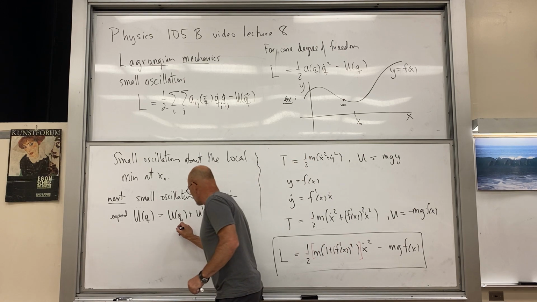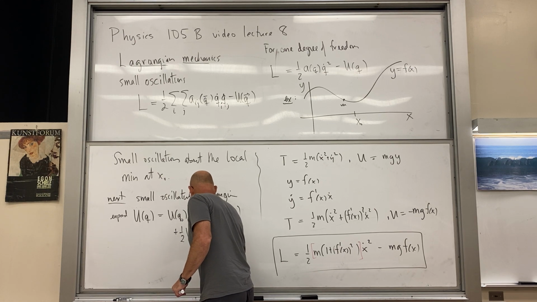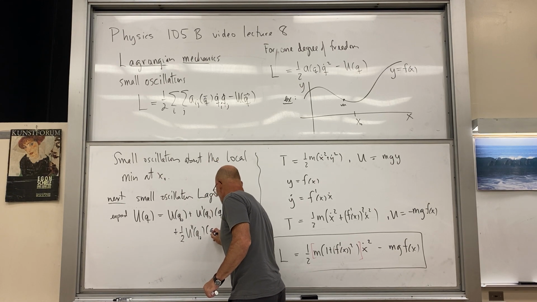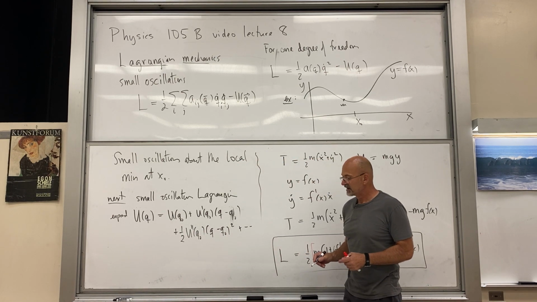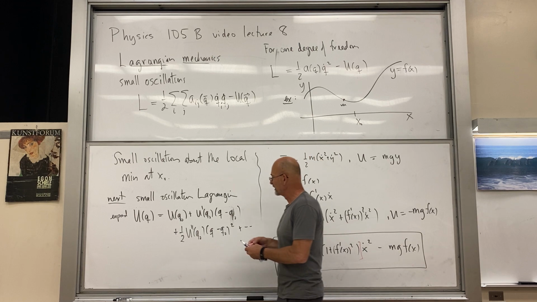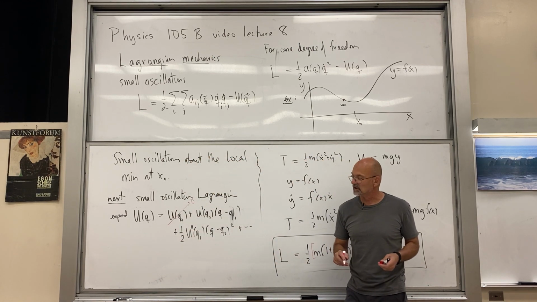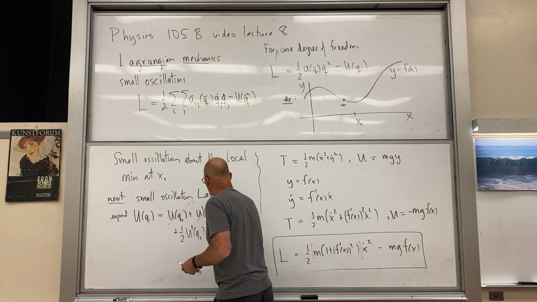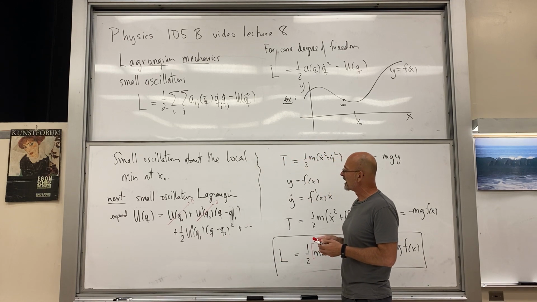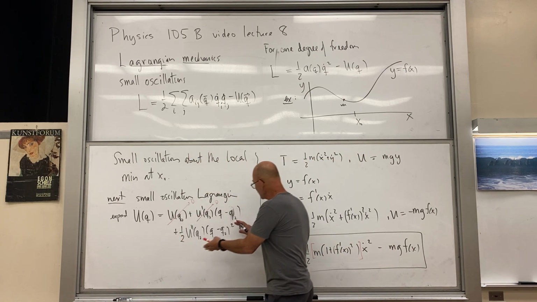You guys remember this, of course, plus 1/2 second derivative times Q minus Q0 squared plus and so on. And this is a constant. We know we can add and subtract constants from the Lagrangian at will, just like with Newton's laws. This we're going to say is 0 because we're expanding about a local minimum. And this is the next term that's left, and the higher ones are negligible.